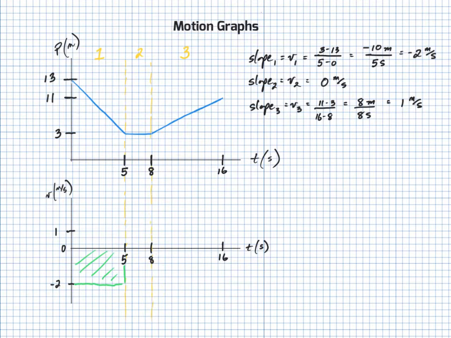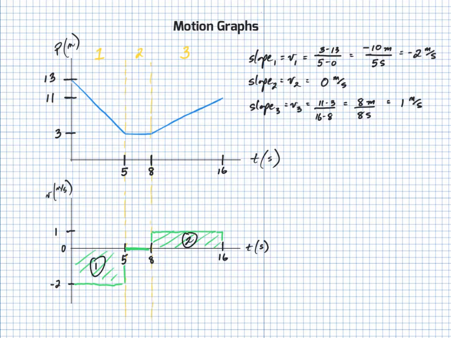Now in section 2 we had no motion, so we can just draw a horizontal line right here on our x-axis. And then finally in section 3, from 8 to 16 seconds, we were at a constant velocity of 1 meter per second. So there is our completed velocity versus time graph.